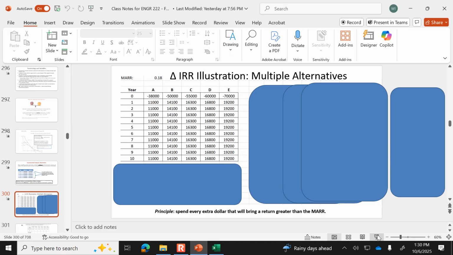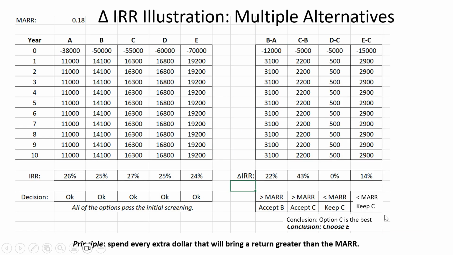All right, so any questions about that step-by-step process? The overriding principle when you've got multiple alternatives is spend every dollar you can that will bring a greater return than the MAR.